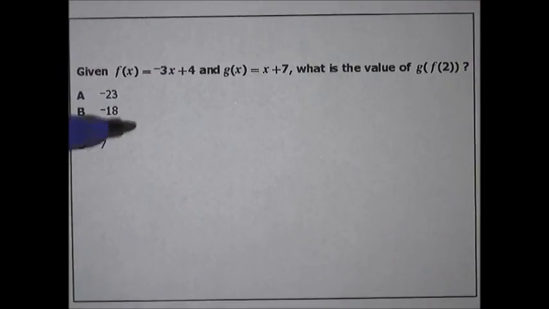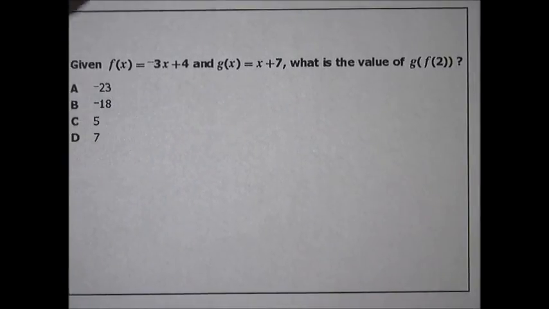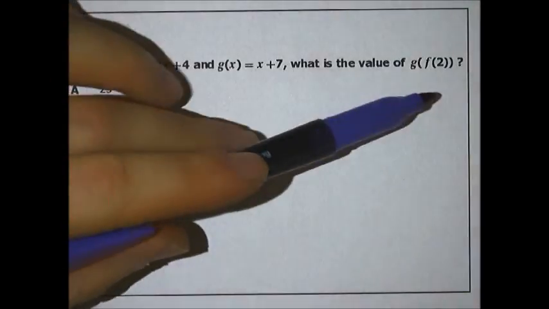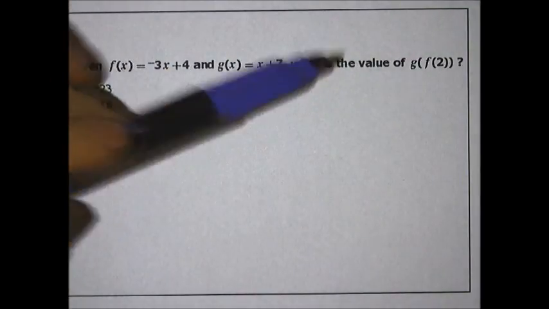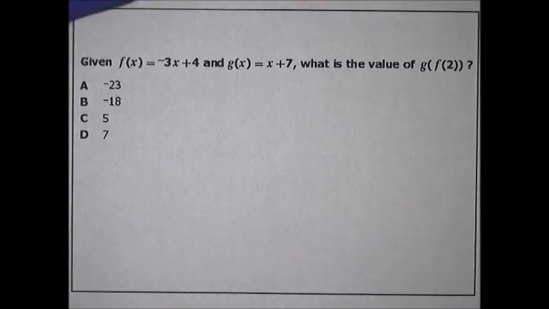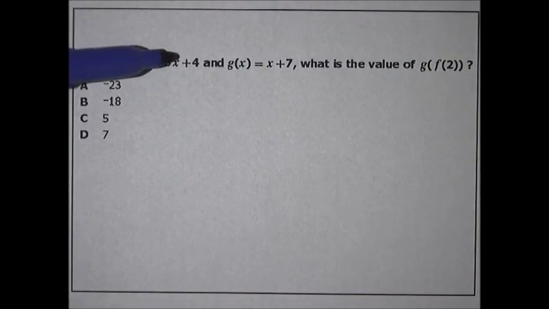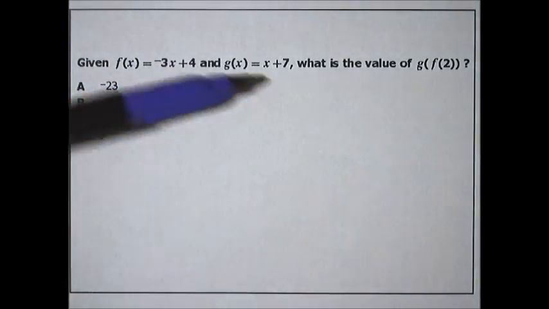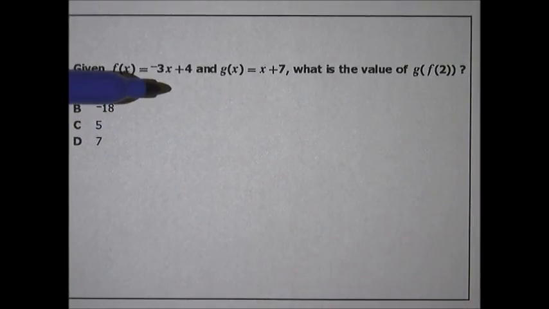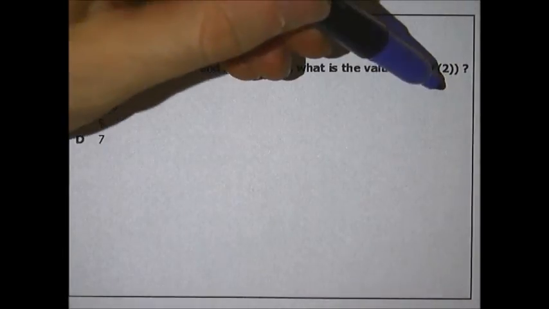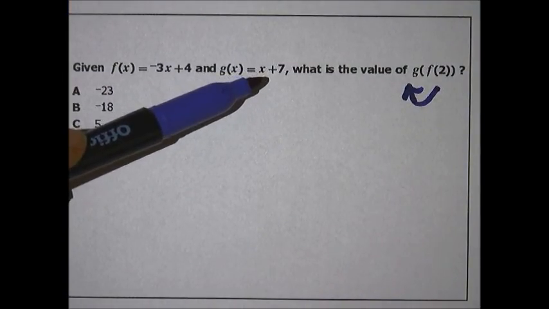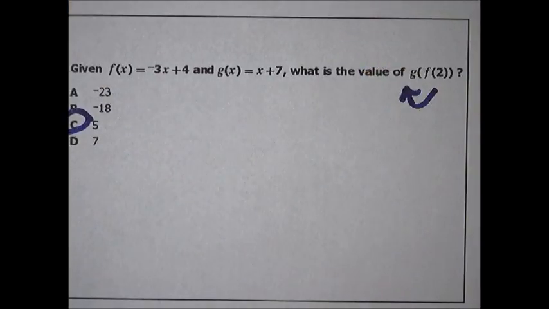Given that f of x is this and g of x is that, find g of f of 2. This one asks me to plug 2 into f and then that into g. If I plug 2 into f, I'm at -3 times 2 is -6, and -6 plus 4 is -2. So f of 2, when I plug this in, is -2. And then I want to take that -2 and plug it into g. So if I take -2 into g, -2 plus 7 is 5.